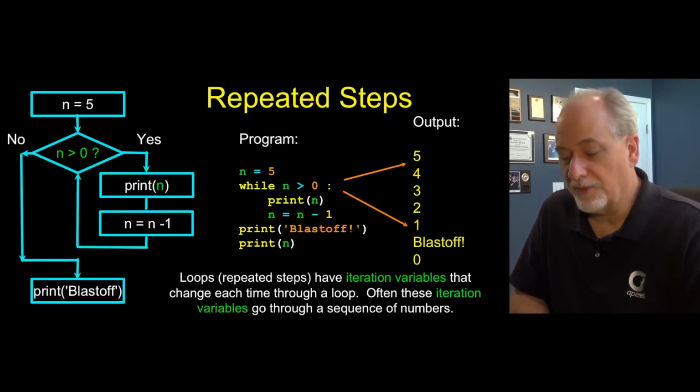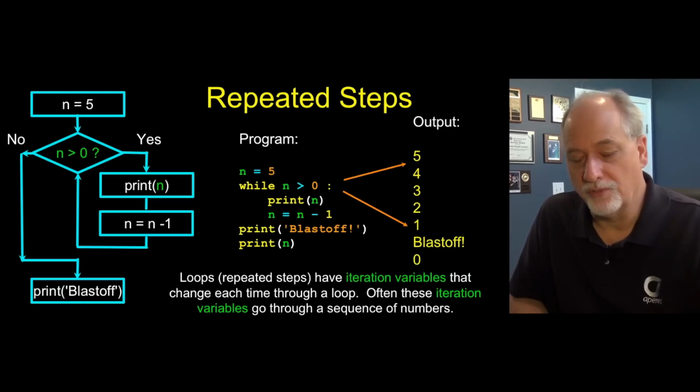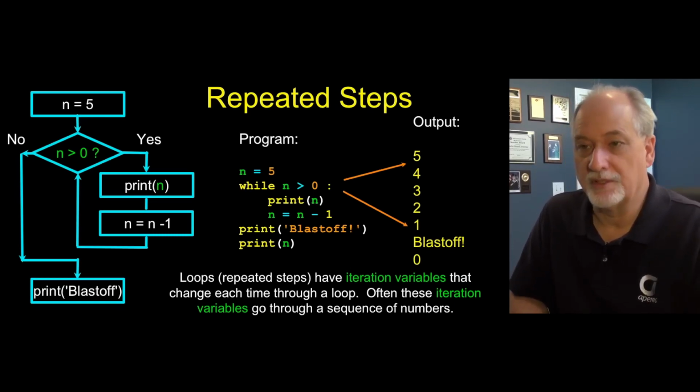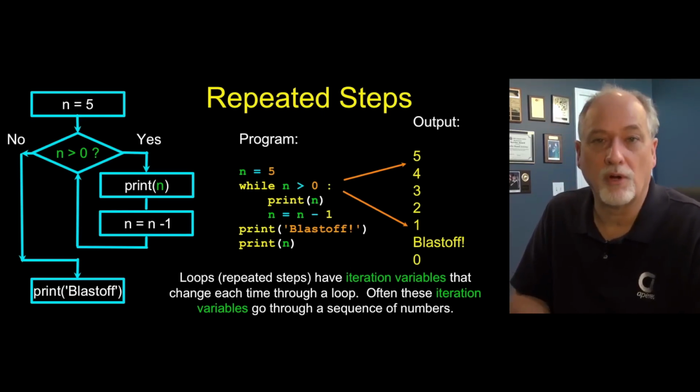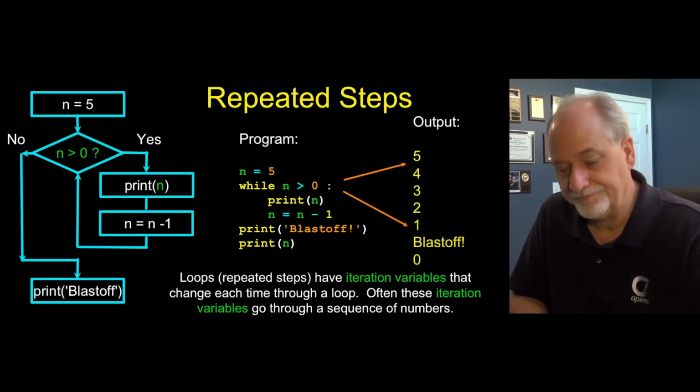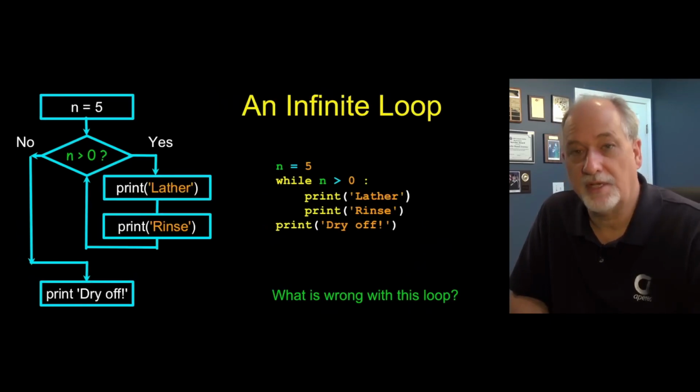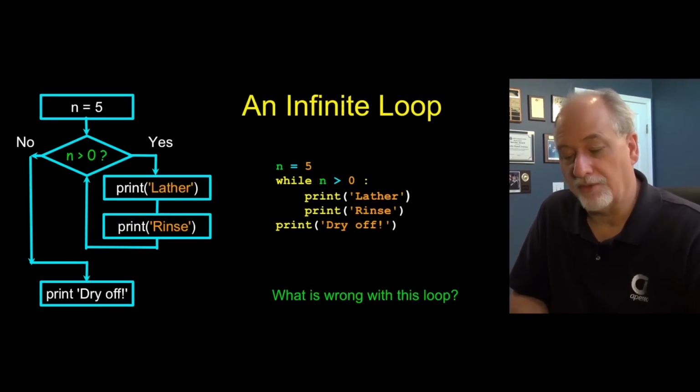And so this variable that we construct to control the loop was called the iteration variable, because it tells how many times this loop is going to run over and over, or otherwise known as iterate. So this is a badly constructed loop with an iteration variable that we didn't do very well.